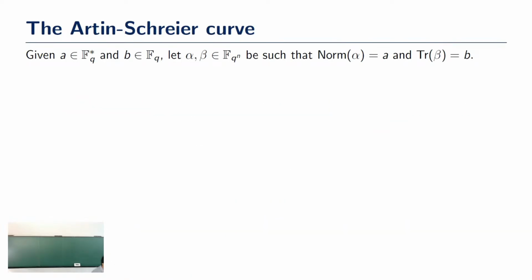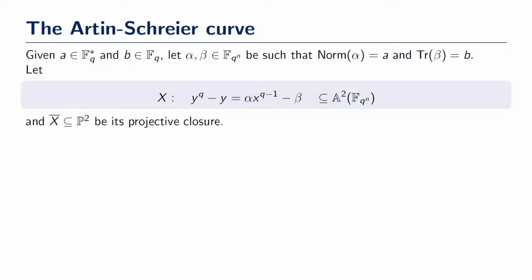Let me fix the notation for the whole talk. We'll be concerned with the following data. I'm going to take A and B in Fq and consider alpha and beta in an extension of degree n of Fq, such that the norm of alpha is A and the trace of beta is B. And with these elements, I'm going to consider this curve.